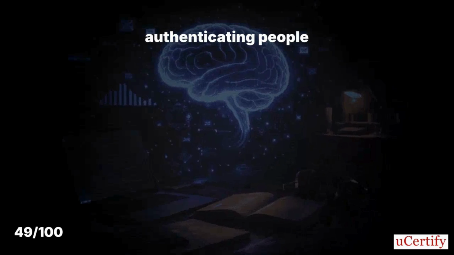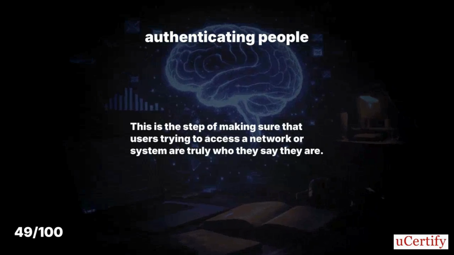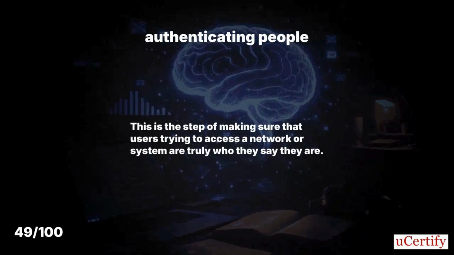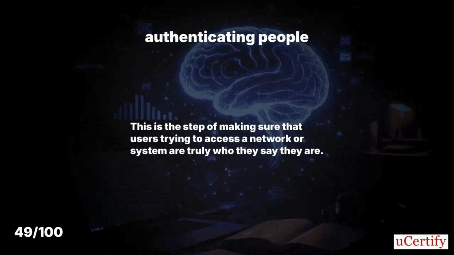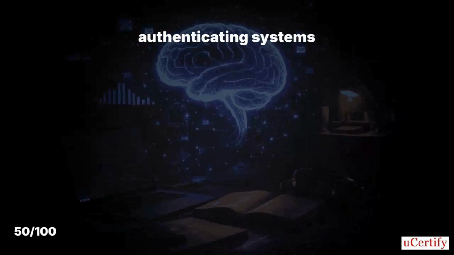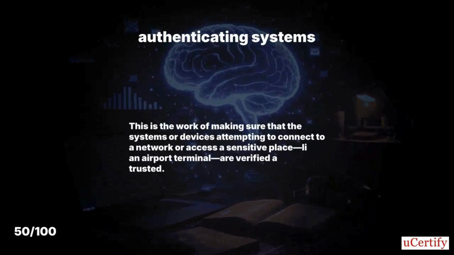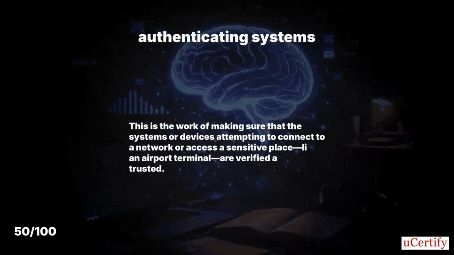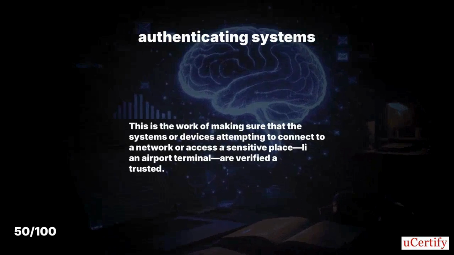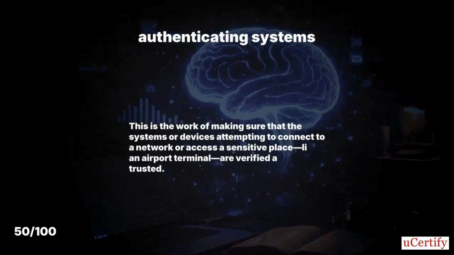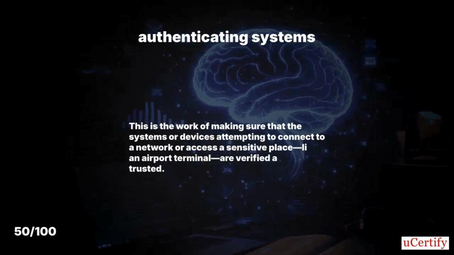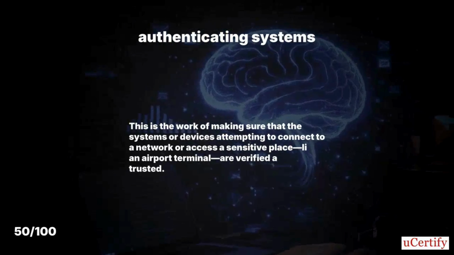Authenticating people. This is the step of making sure that users trying to access a network or system are truly who they say they are. Authenticating systems. This is the work of making sure that the systems or devices attempting to connect to a network or access a sensitive place, like an airport terminal, are verified and trusted.